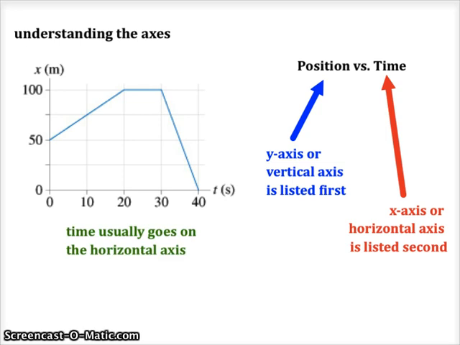When we make our graphs of motion, we almost always put time along the horizontal axis, no matter how the information was gathered. So position will be on the vertical and time will be on the horizontal in the graphs we look at today.